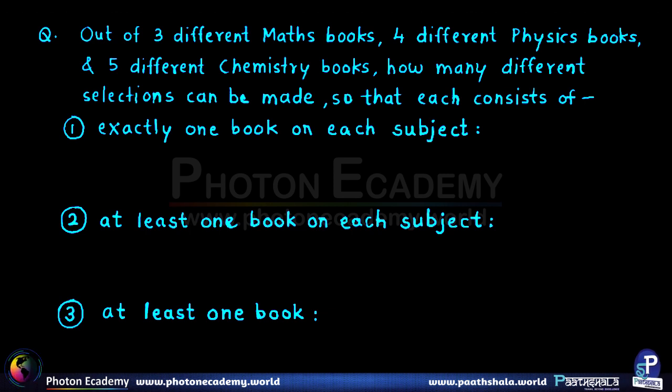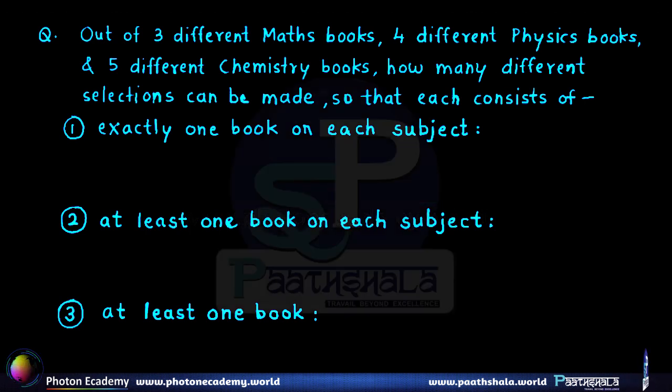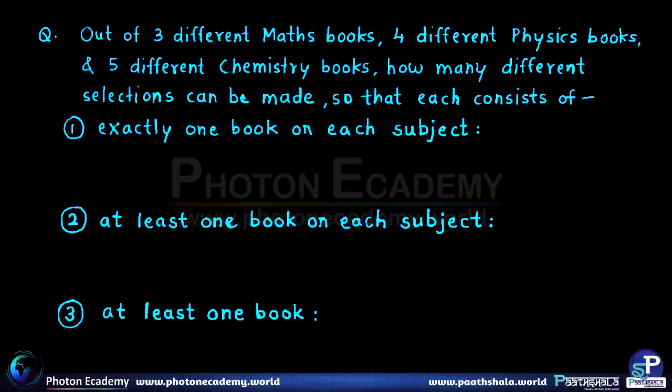Out of 3 different maths books, 4 different physics books and 5 different chemistry books, how many different selections can be made so that each consists of exactly one book on each subject, at least one book on each subject, and at least one book? So now here let us consider the first sub question, that is exactly one book on each subject.